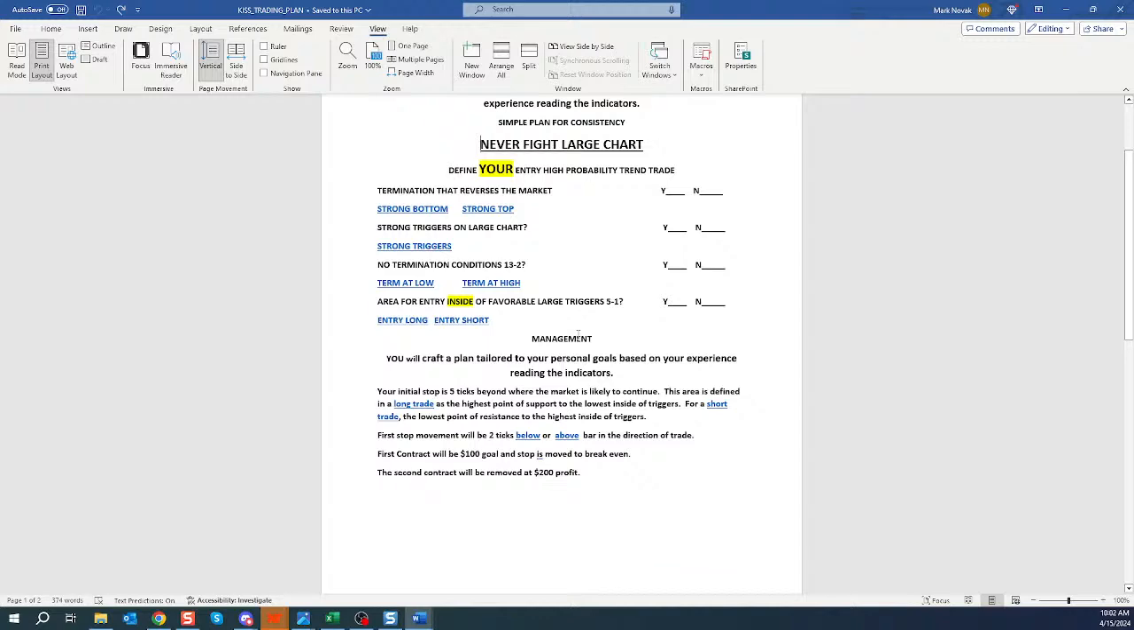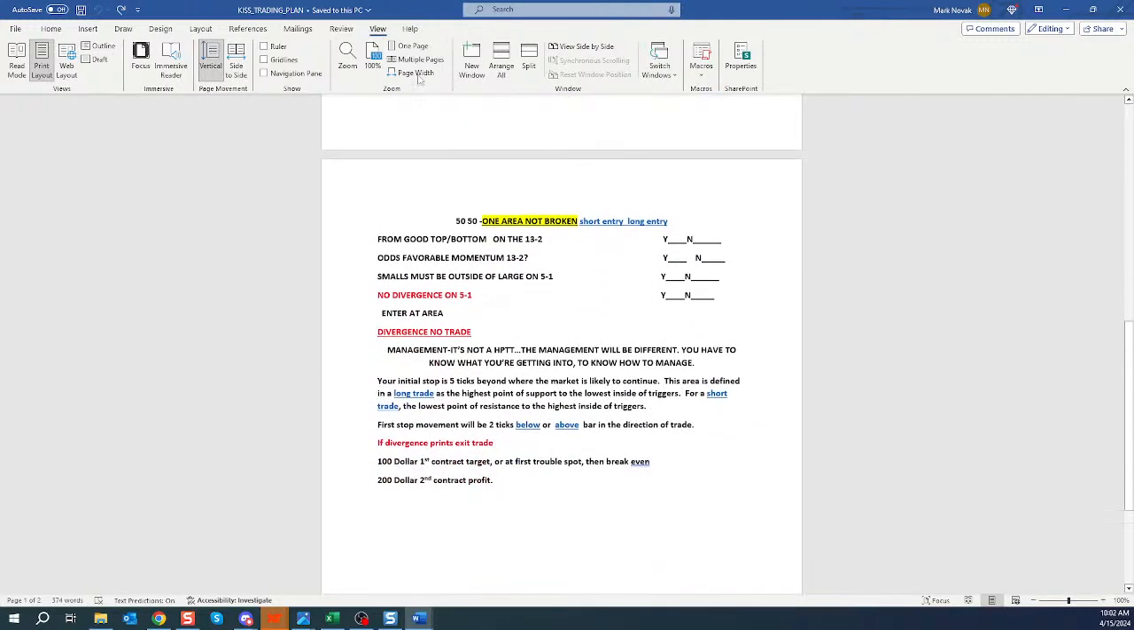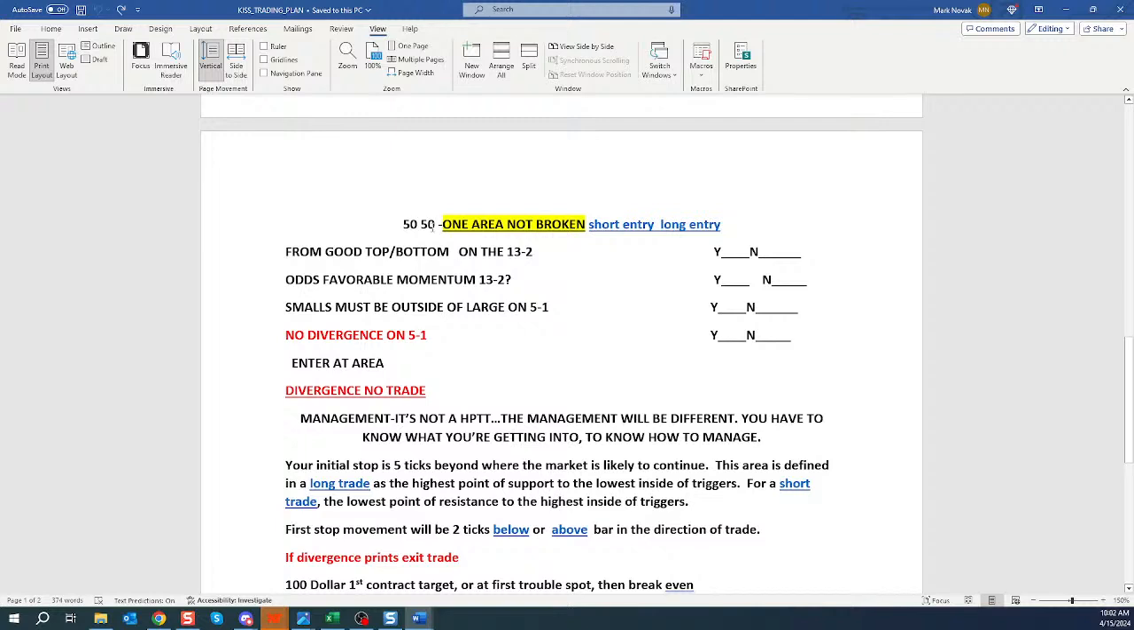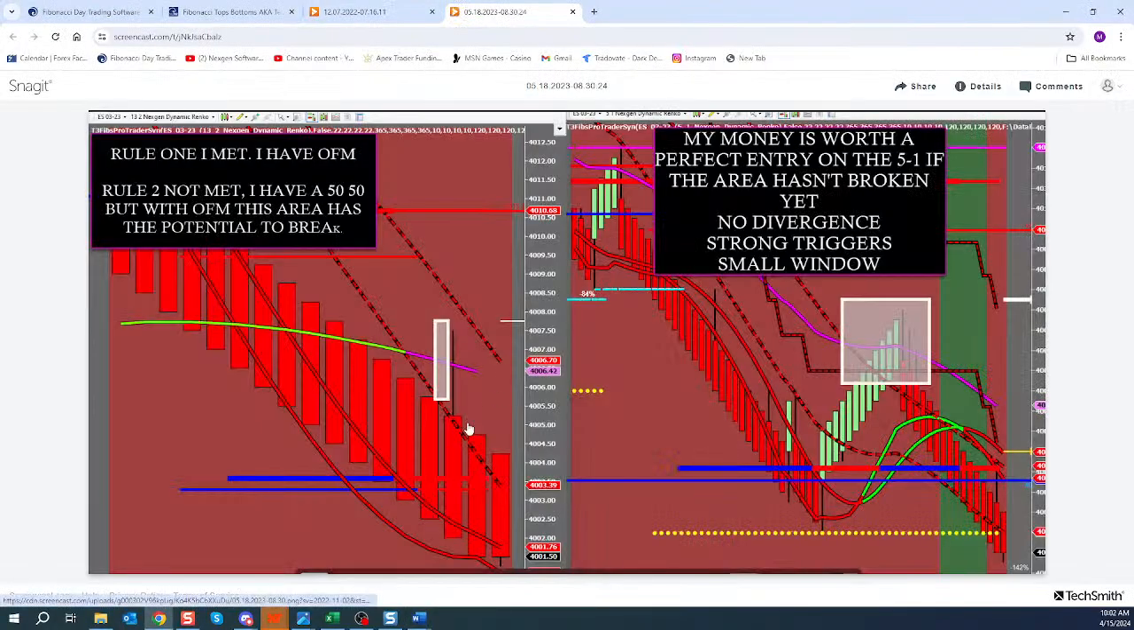Once you can chart read, well, you can go to your medium probability trade, guys. This is the first one. This is the first one outside of the best of the best. And this is the one that is that 50-50 trade. And that 50-50 trade, once again, is when areas have the potential to break, but they haven't broken yet. The large triggers haven't made it through.